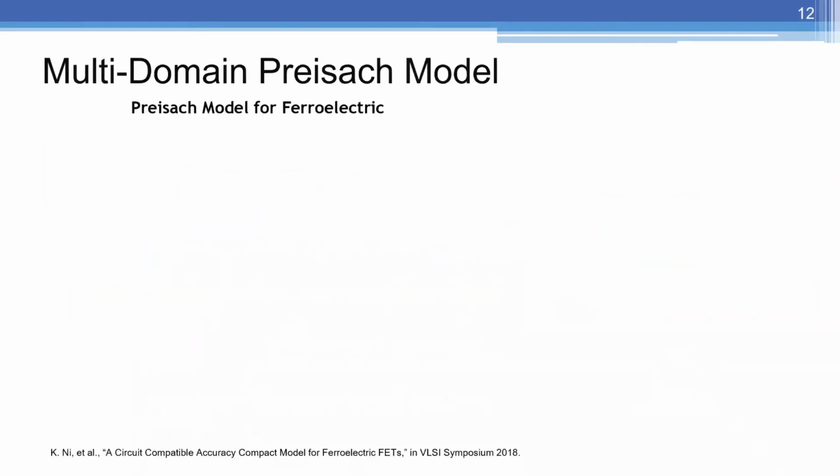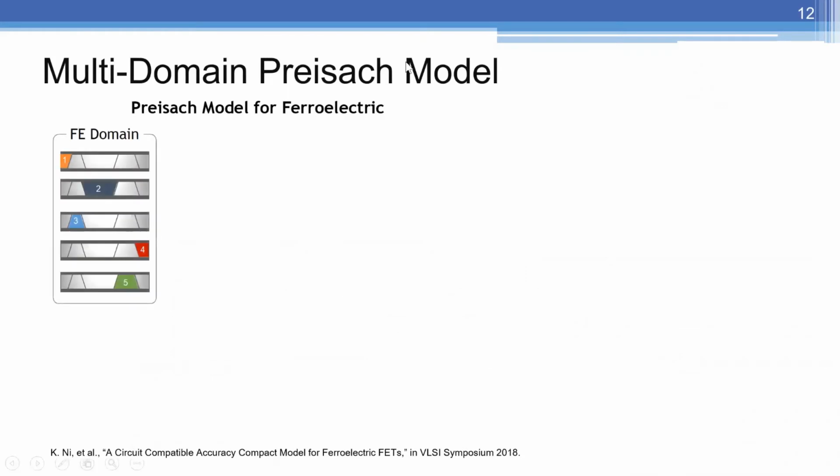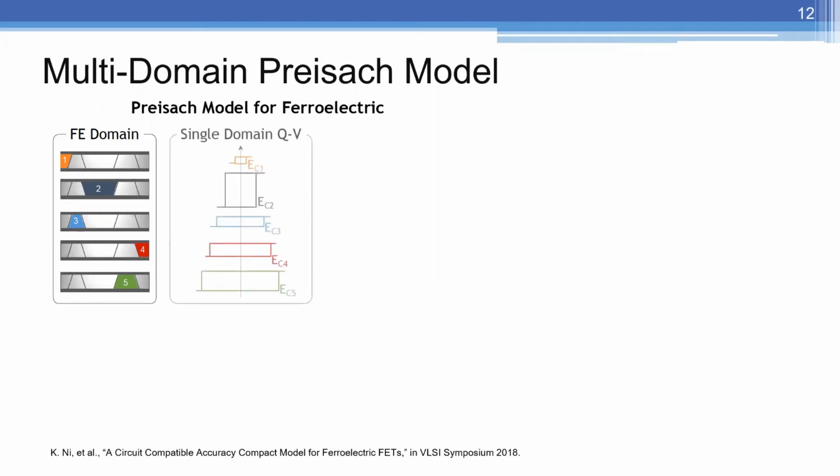From the experimental device, we could see the ferroelectric layer on top of the FeFET gate stack consists of several ferroelectric domains, and each of the domains has its own response to the electric field across them. Therefore, when we apply a voltage, namely an electric field across the ferroelectric layer, we can get various responses. We can get independent responses from the ferroelectric domains.